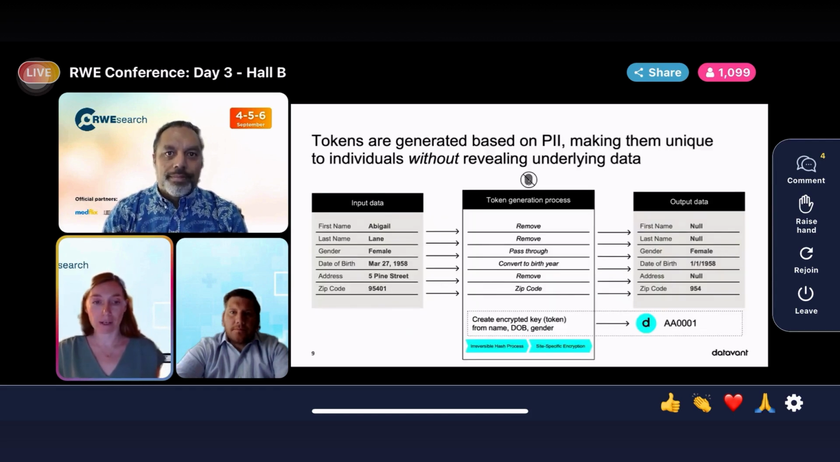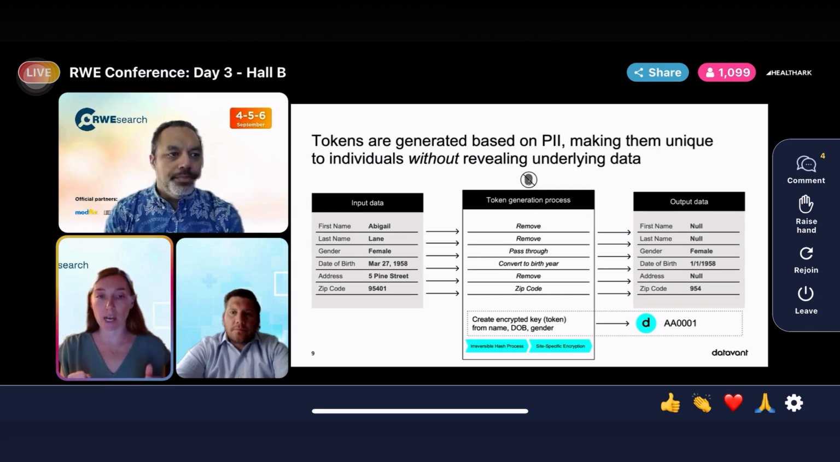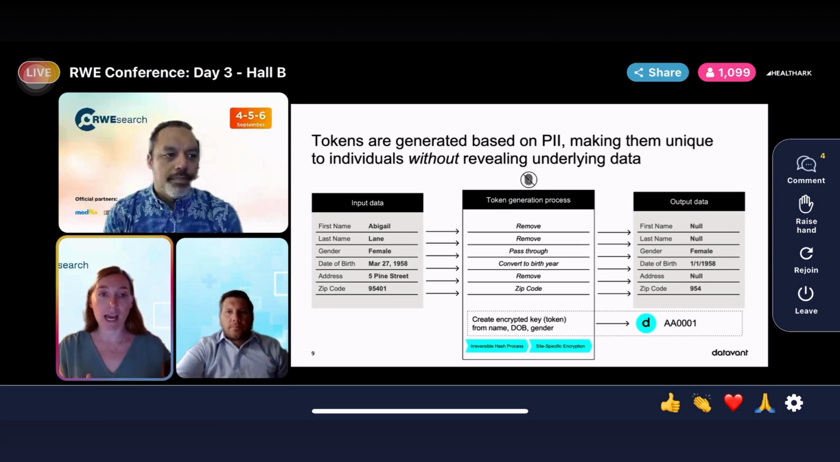Okay, so let's do the next slide. Here is a little image of how the tokens are generated. On the left is the input data to generate a token. You have your PII, things like name, gender, date of birth, address, and they're entered into the tokenization engine. There are a number of different ways that the PII can enter the tokenization engine, but for simplicity here, we just have this schematic, and basically it undergoes a two-step process.